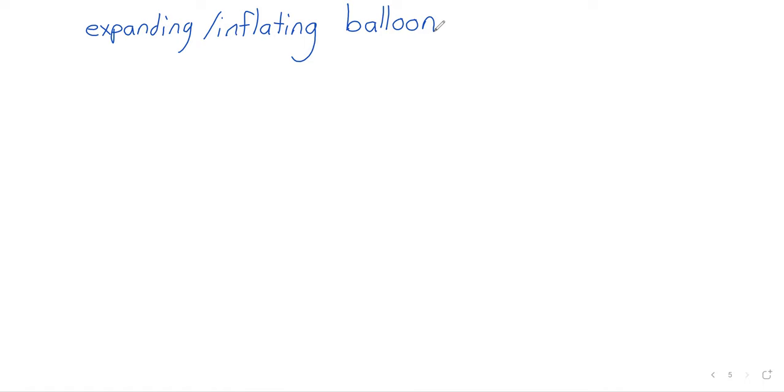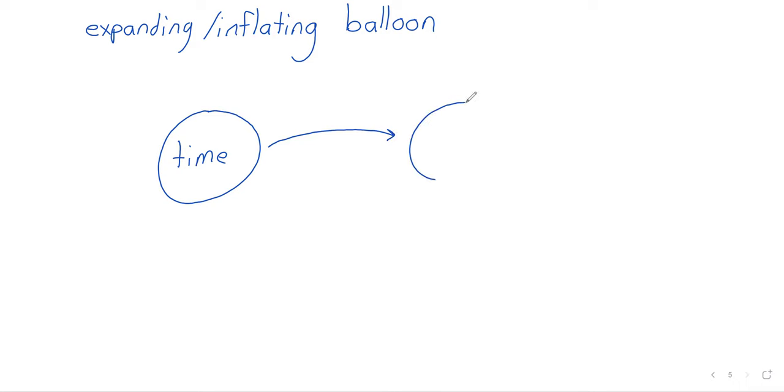So let's treat this balloon as if it's spherical, and we're blowing it up. And as time passes, the balloon inflates. One function that you might create could be a function from time to radius. If you've been blowing up the balloon for however many seconds, the balloon will have such and such a radius.